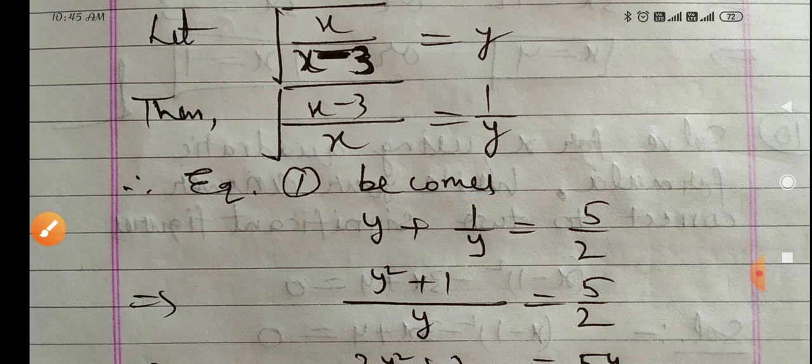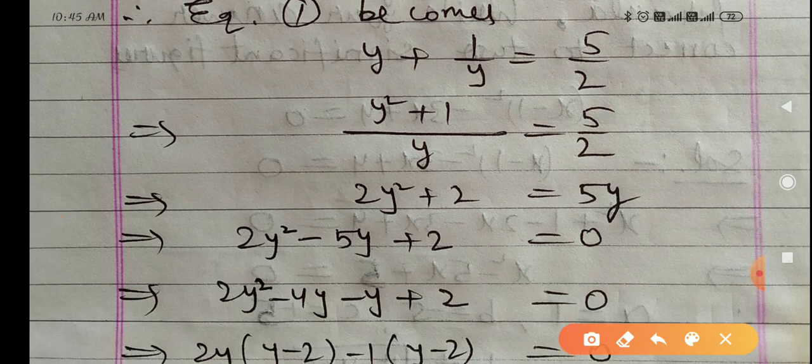Convert it into standard form by taking the LCM: (y² + 1)/y = 5/2. Cross multiply: 2y² + 2 = 5y. So 2y² − 5y + 2 = 0. This is the standard form.